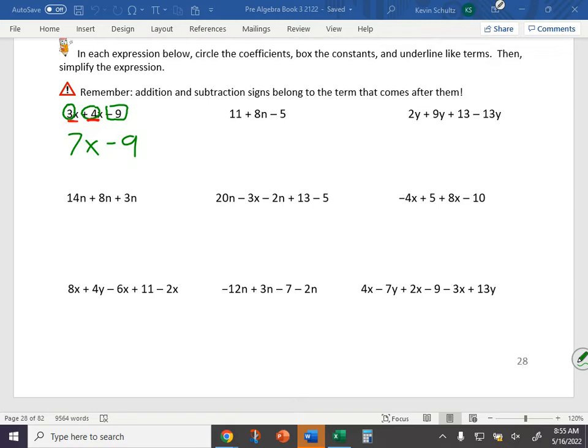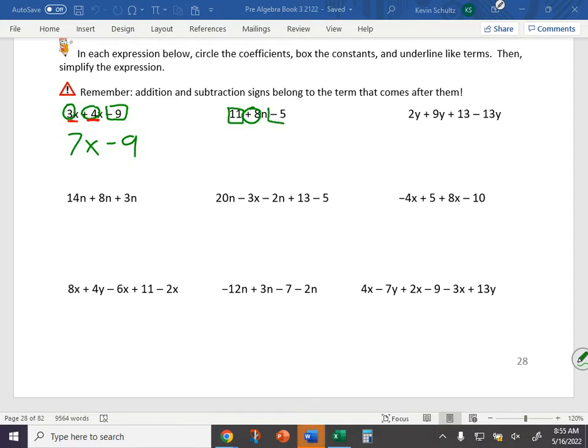The next one, 11 plus 8n minus 5. We're going to circle the coefficient. What's our coefficient here? 8. And make sure you circle that positive sign with it. It's a positive 8. We don't want to forget that. We are boxing the constants. What am I boxing here? Abby? 11 and -5. Good.